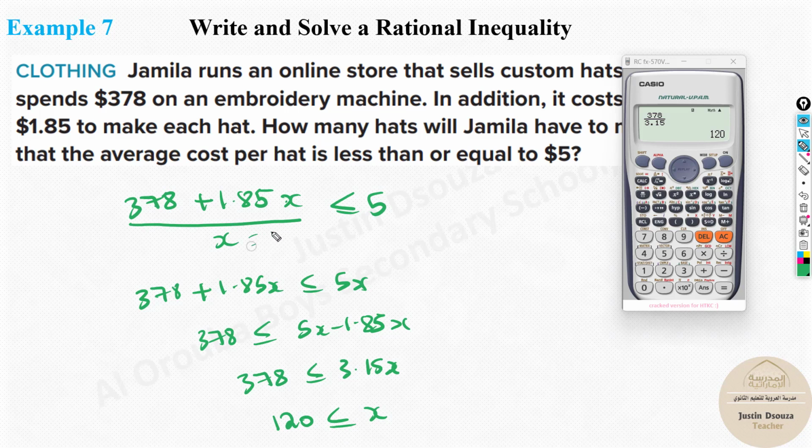Now here you can see what is the excluded value. x is equal to 0, right? You can make the table at 0 and at 120 and you can find the test value. But this is a real world problem. Here you understood x is how much? x must be greater than or equal to 120. It can't be less than that. Excluded value is 0. It's less than 120.